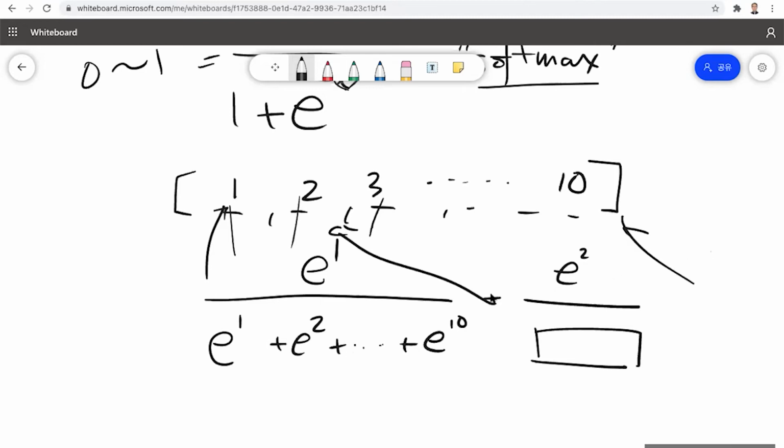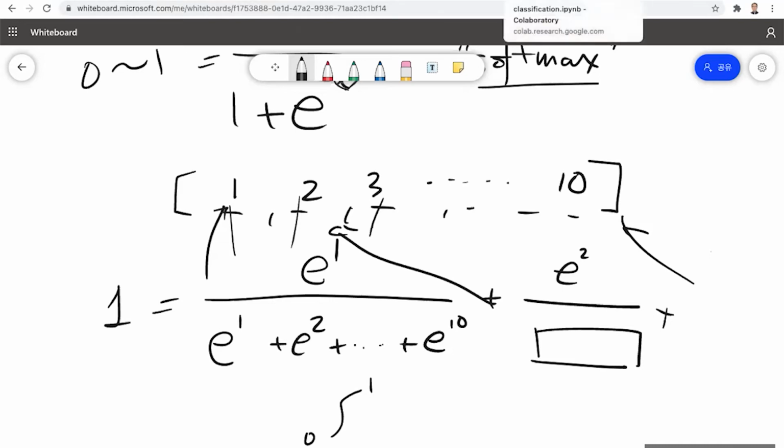So if you add all these numbers, it will be 1. And each one is between 0 and 1. So it behaves like a probability. And this is what the softmax function means.